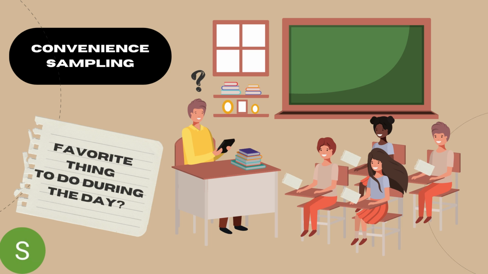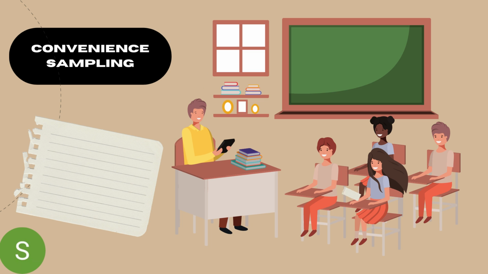Convenience sampling is when you use the participants who are available here and now. So if we want to know everyone's favorite part of the day, we ask everyone within the class to fill out a sheet before the end of class in order to collect everyone's information on the topic.